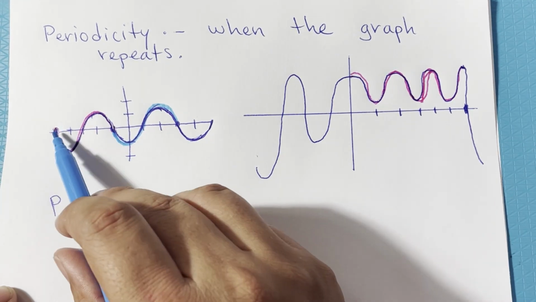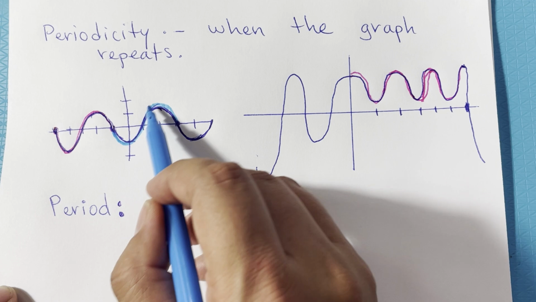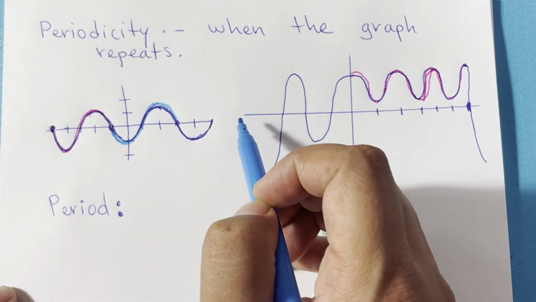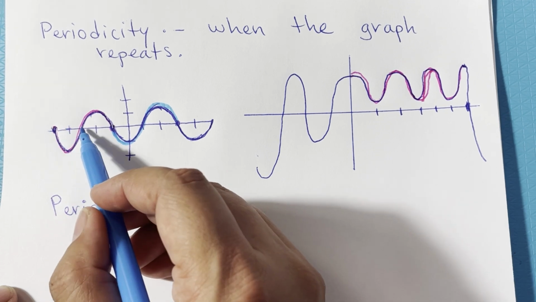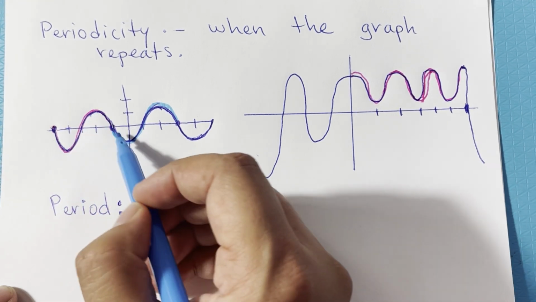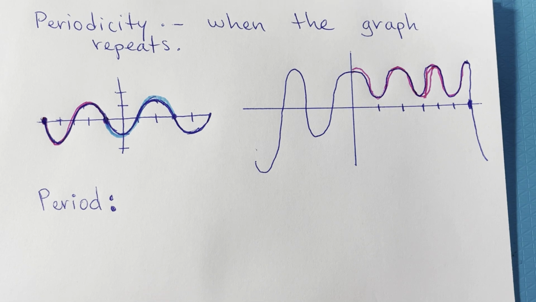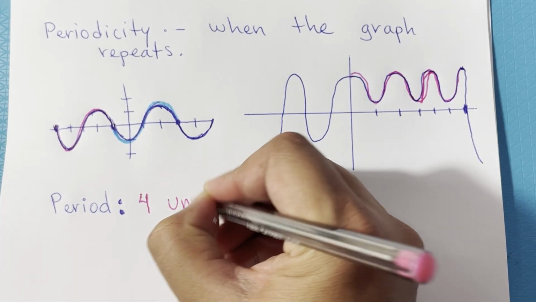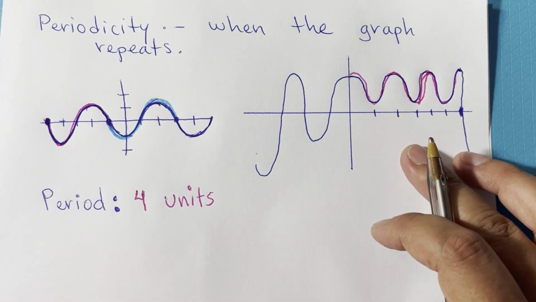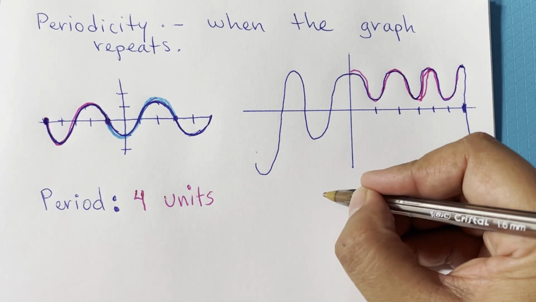So how long does it take for it to repeat again? How many spaces are there? So we say 1, 2, 3, 4. So the period in here is 4 spaces or 4 units. Okay, so 4 units. In here, we can say that the graph has periodicity.